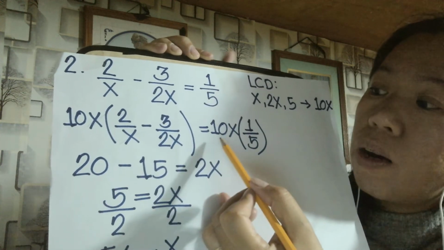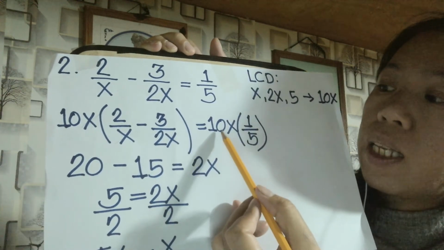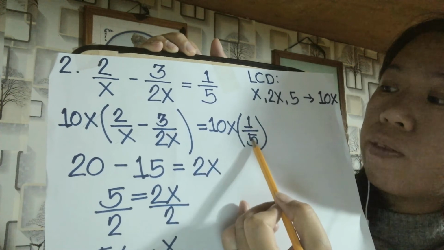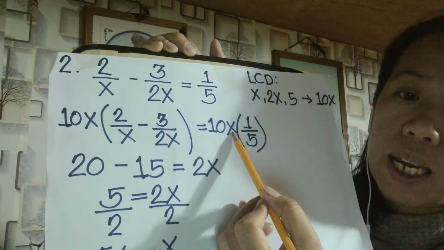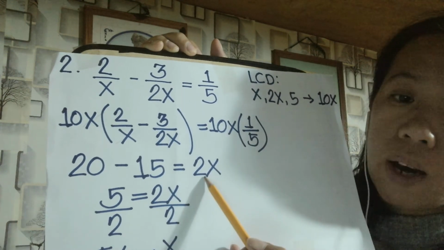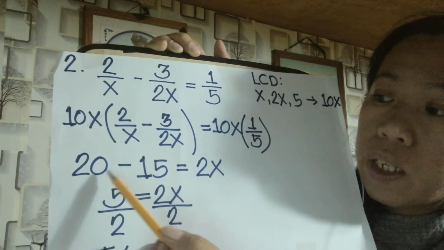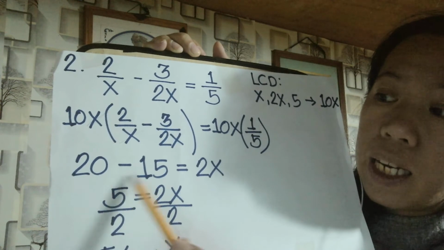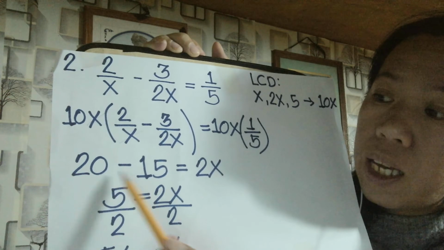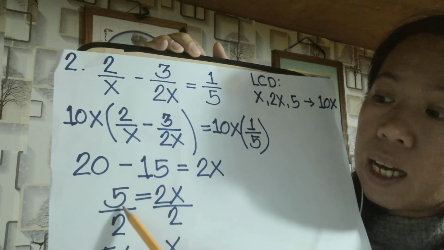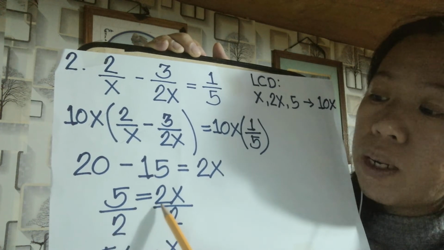Then we are now going to continue solving on the right side of the equation. 10x times 1/5. So 10 times 1 is 10 times x. So 10x divided by 5. So you have 2x here on the right side. Simplifying it further, we don't have any term that will be transposed. So the difference, 5, will be equal now to 2x.